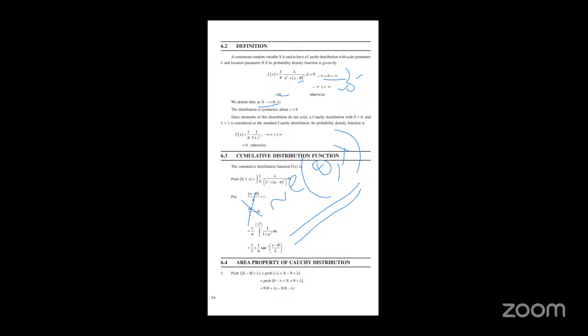So this distribution is symmetric about x equals theta. We can say that for any value around x equals theta, the same value will come. In the previous distribution we did the moment generating function and central moments, everything, right? In this one, the moments of the distribution do not exist actually.